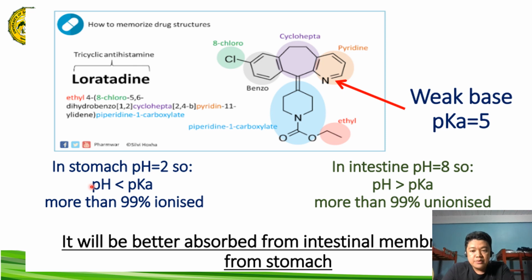Our pKa is 5. We are going to subtract our pH, which is equal to 2. As you can see here, our pH is less than our pKa. Since the difference is equal to 3, our loratadine, which is a weak base, will be ionized in the stomach. It will be more than 99% ionized in the stomach, because when we put a basic drug in an acidic environment, that basic drug will be ionized.